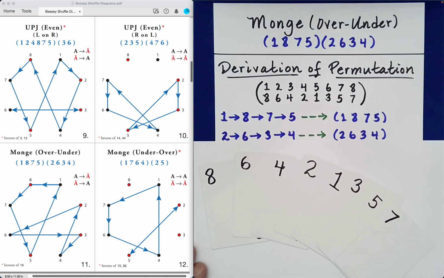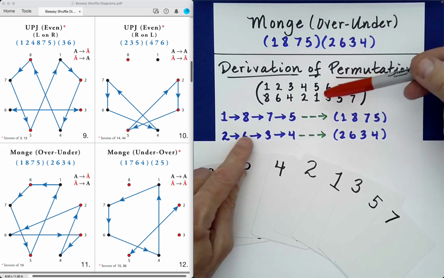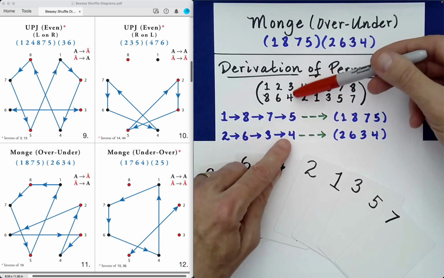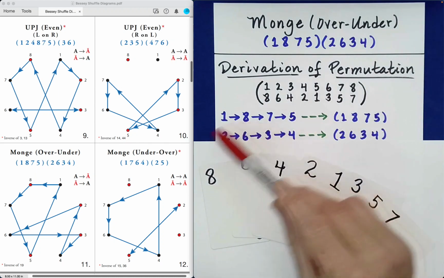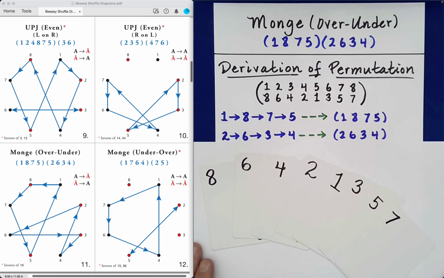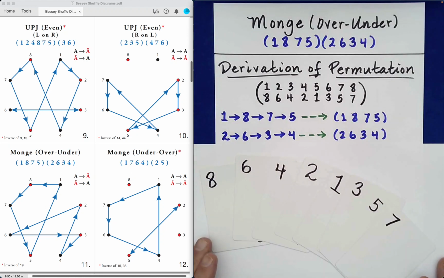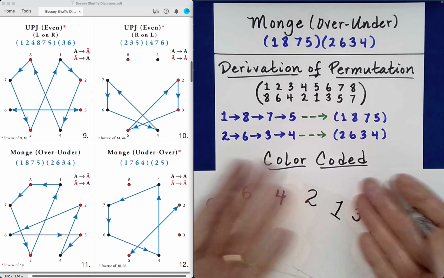Okay, what about the remaining position values? Well, 2 gets sent to 6. 6 gets sent to 3. 3 gets sent to 4. And then 4 gets sent to 2, which wraps around and completes that cycle. So it looks like we have 2 cycles of length 4, or 2 4 cycles as we call them. And that actually accounts for all of the position values. All 8 positions are now accounted for.